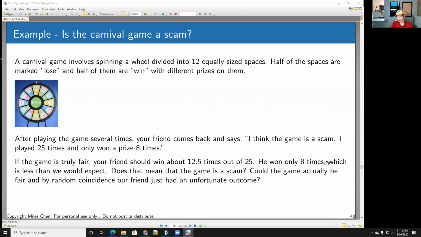I'm just curious, what's your gut feeling on this? Do you think the game is unfair? This poll costs no points or anything, but if you think the game is unfair, click yes, and if you think the game is not unfair, click no in the participant panel. So he won only 8 times out of 25. Do you think that's evidence that the game is unfair, or do you think this is just the result of bad luck?